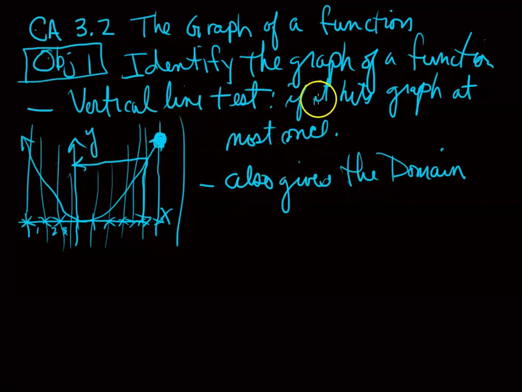So the vertical line test does a couple of things. It gives us the information that this is a function or not, just a relation. And it also gives us the domain, whether it is a function or a relation.